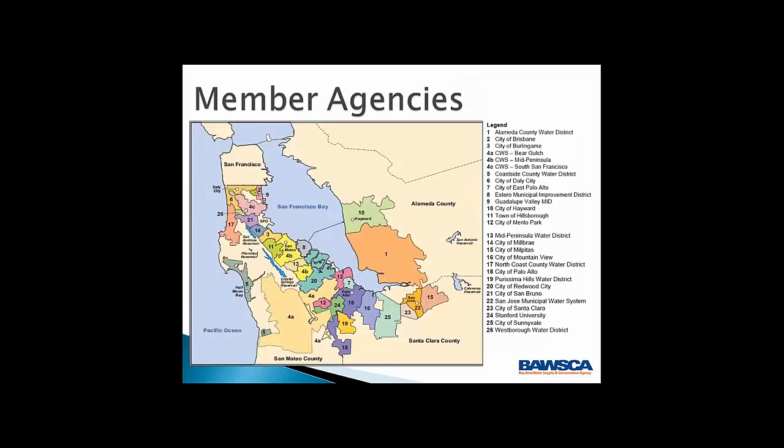Next slide. Just an overview of our member agencies. We have some very large agencies in our service area and some smaller agencies. And I do want to point out that water supply sources do vary within each of our individual member agencies. Some are entirely dependent on the San Francisco regional water system, and some have other local or imported supplies available to them. For example, some agencies have recycled water or some local groundwater. Next.